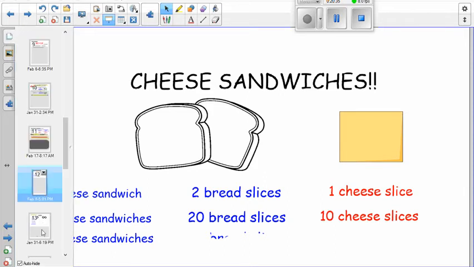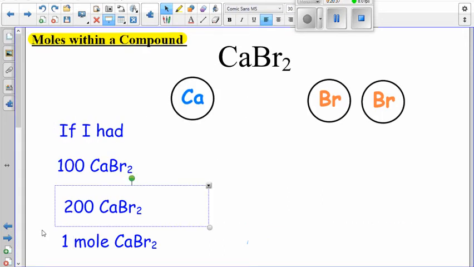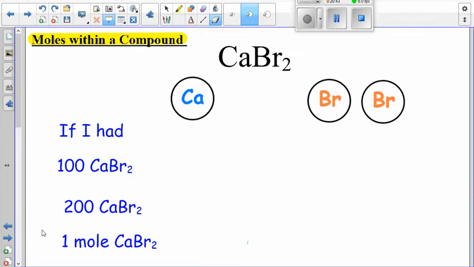Now, what if we just convert that into chemistry, like we had a formula like calcium bromide, for example? Okay? It would not taste good or be edible. But now let's say I had 100 calcium bromides. Oswald, how many calcium atoms would be in 100 calcium bromides? 100. What about bromine atoms? That's right.